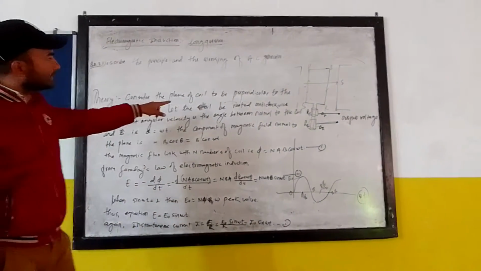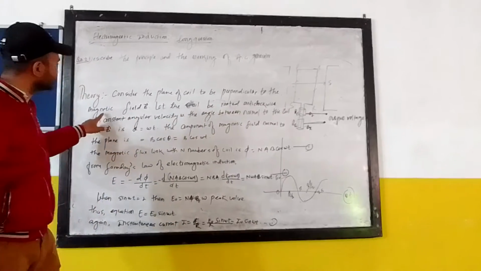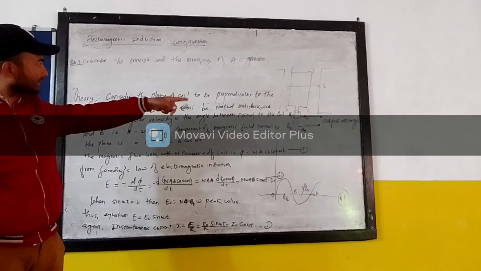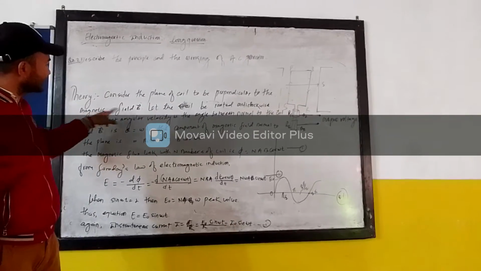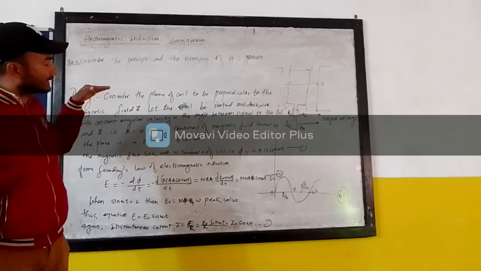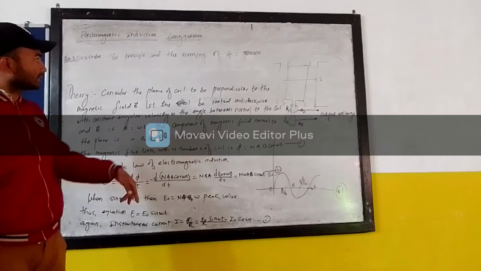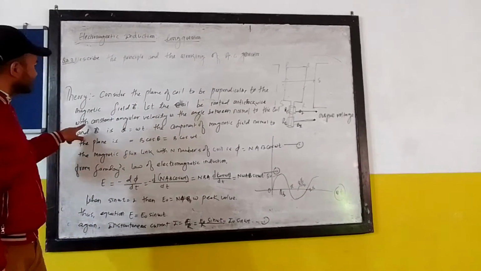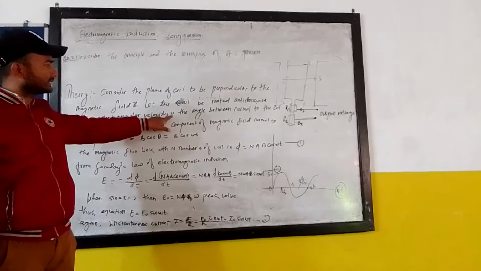So consider the plane of a coil to be perpendicular to the magnetic field B. You can see this coil, whose plane is perpendicular to the magnetic field B. You know the magnetic field is in this direction, but the coil is just perpendicular to it. Let the coil be rotated anti-clockwise with a constant angular velocity omega.